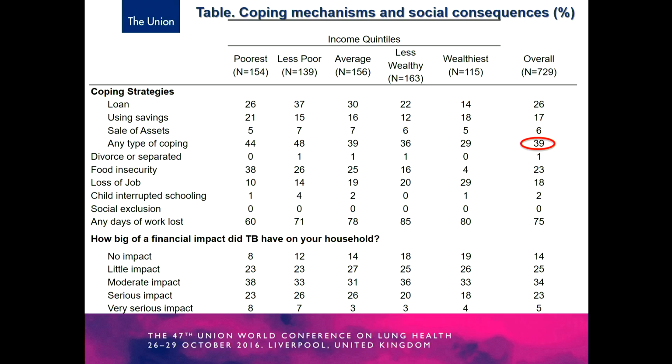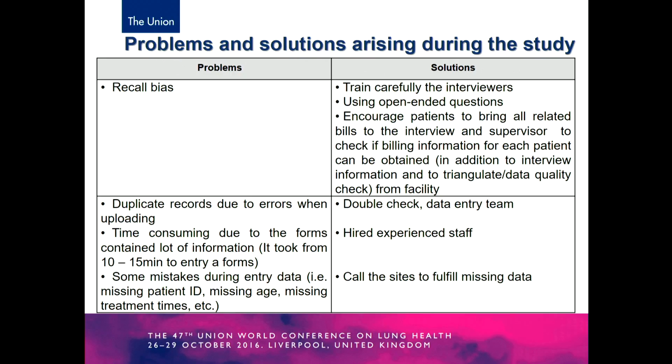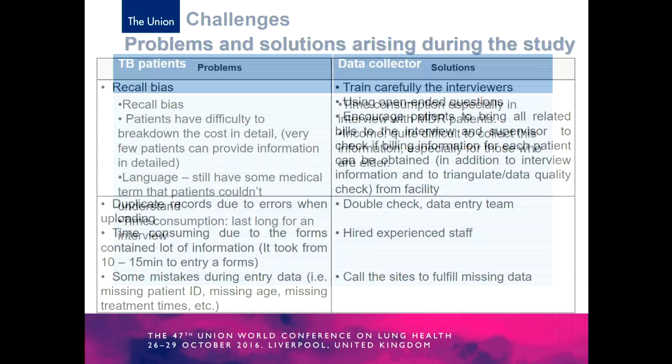And for financial impact, we could see that the majority, almost 60% of patients, face at least moderate impact, or even serious and very serious impact. And during the survey, we also faced some problems like recall bias, duplicate records, and time consumption, etc. And we tried to find some strategies to reduce the bias and the problems.